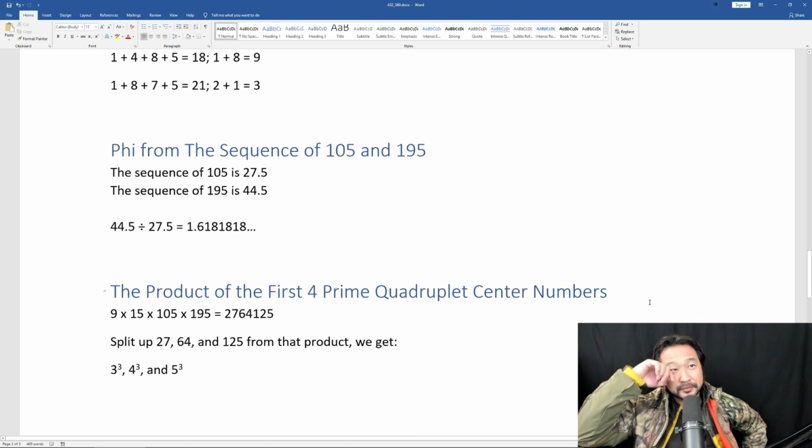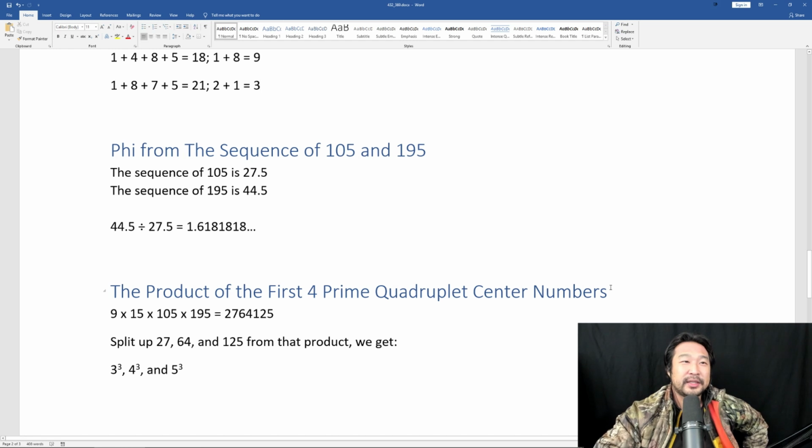Now, what's interesting is you can get phi from the sequence of 105 and 195. If you don't know what phi is, pi is 3.14, and it keeps going, and it's an irrational number. Another irrational number is phi, which is typically 1.618.